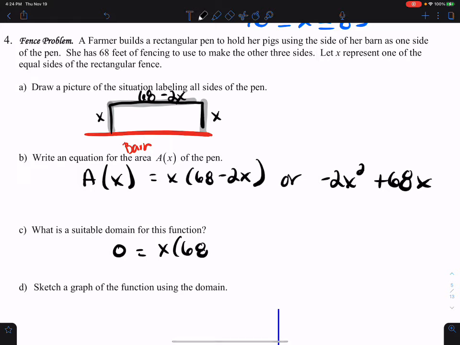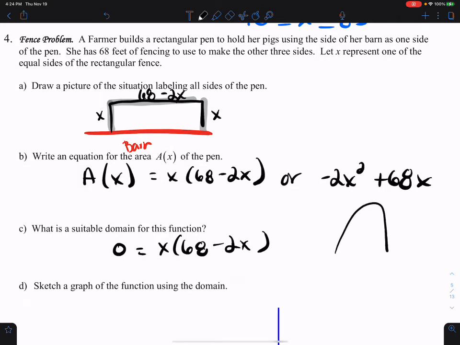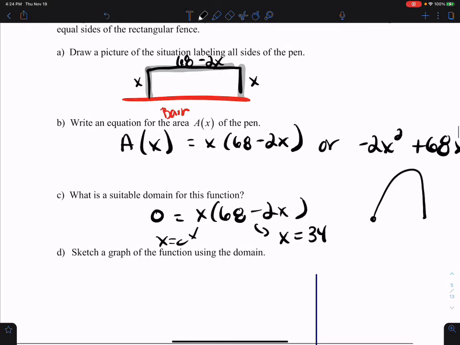Another thing we can think about is we know this is going to be a parabola that looks like this. So I know I'd get no area if x was 0. And then when would this factor be equal to 0? Well, if each of the x's were 34, there'd be nothing left for that upper part of the fence. So this would be 0 when x is 34. So the domain for my function would make sense to go from 0 to 34.